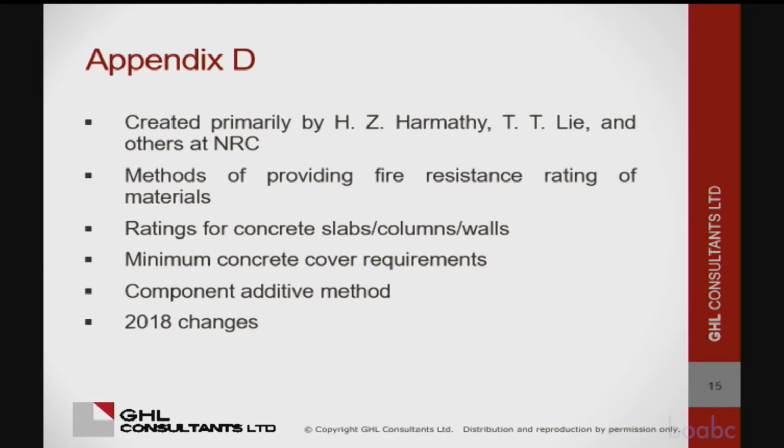So Appendix D was created by Mr. Harmathy, who also created the 10 rules of fire resistance, which are quite interesting. So he invented the component additive method for adding up the layers and the concrete slab column walls and the minimum cover in the rebar. And there's been some changes to the Appendix D. There's a lot of blue in there in the 2018, and some of it's pretty interesting.